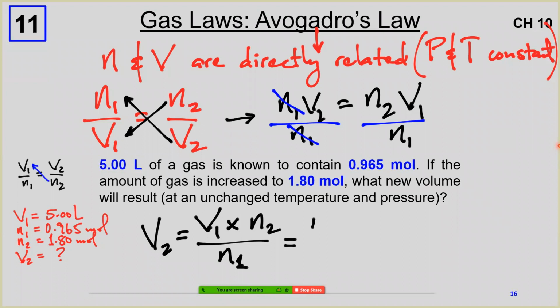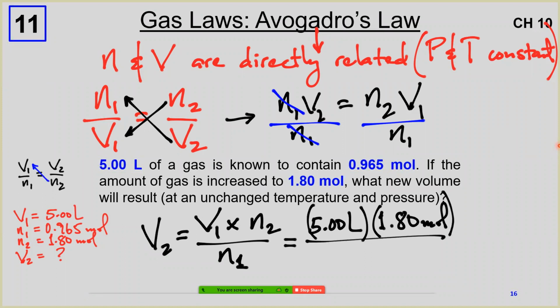All right, so now we're going to just plug in the numbers here. V1, the initial volume, is 5 liters. Multiply this by N2, which is 1.80, and then divide this whole thing by N1, which is 0.965. The moles cancel out, and that leaves us with the unit in liters. Let's plug this into the calculator: 5 times 1.8 divided by 0.965, and we get 9.33 liters.